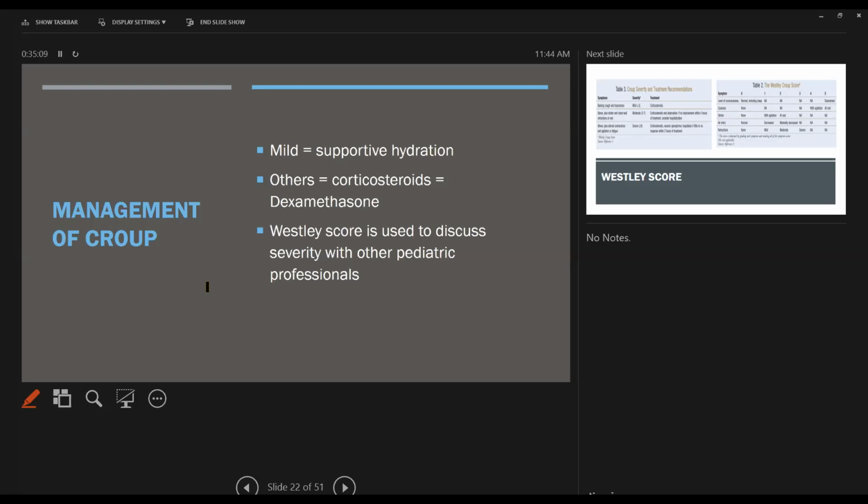Croup can change over time, so we want to watch these kids for 3 or 4 hours, particularly after we give the dexamethasone, to make sure that they do not decompensate.